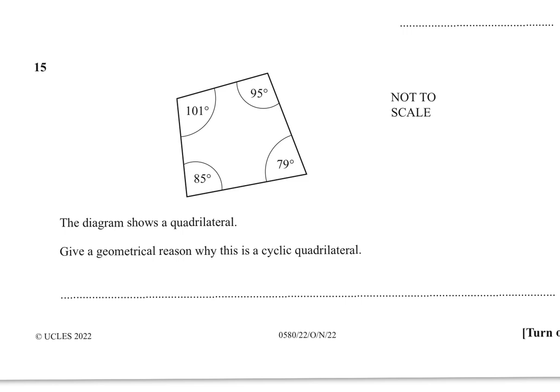Number 15, the diagram shows a quadrilateral. Give a geometric reason why this is a cyclic quadrilateral. Cyclic quadrilateral, the opposite angles add up to 180. So 95 plus 85, 180. 101 plus 79 equals 180. So this is a cyclic quad, because each pair of opposite angles adds up to 180.